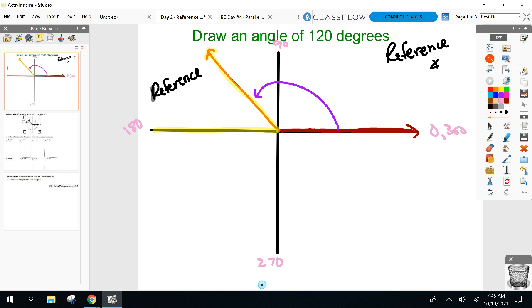It is the other side of the x-axis and the terminal side. X-axis, always the x. Keep that in mind. Always the other side of the x-axis and the terminal side.